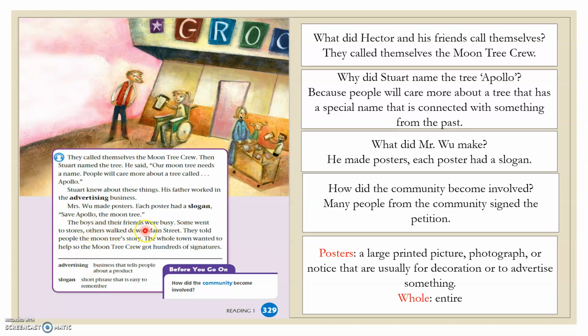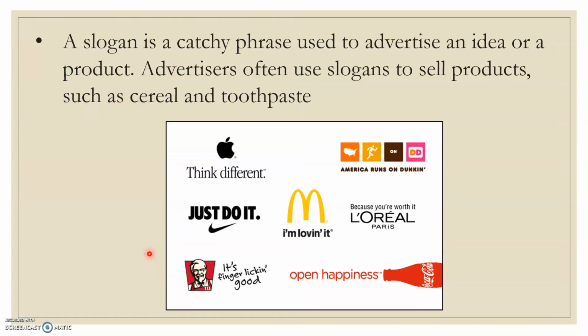The boys and their friends were busy. Some went to stores, others worked down Main Street. They told people the moon tree story. The whole town wanted to help, so the Moon Tree Crew got hundreds of signatures. What is a slogan? They are usually a very easy phrase, which is really easy to remember. Like, for example, just do it. You connect this with a special brand, with a special something, so it's really not easy to forget.